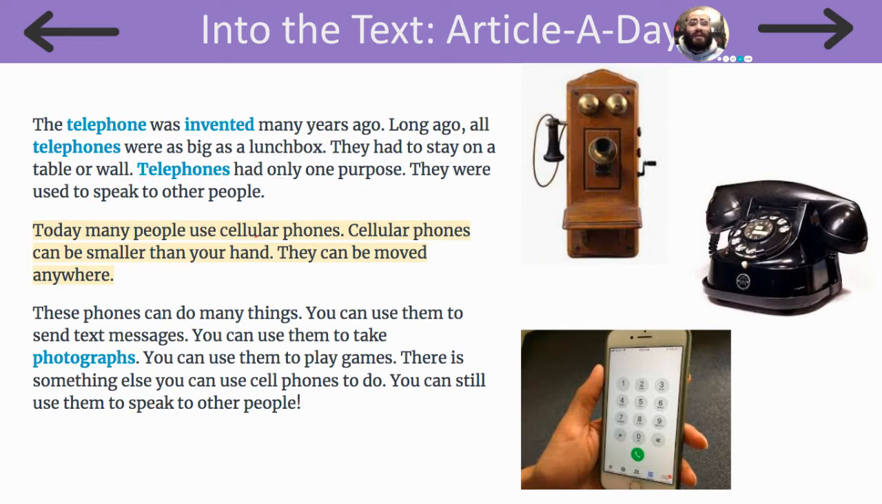Today, many people use cellular phones. Cellular phones can be smaller than your hand. They can be moved anywhere. So these look like the phones we have today, right? And we can move them anywhere, and they're very small. These phones can do many things. You can use them to send text messages. You can use them to take photographs. You can use them to play games. There is something else you can use cell phones to do. You can still use them to speak to other people.